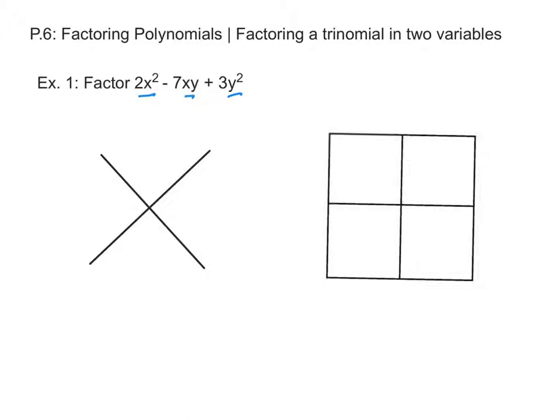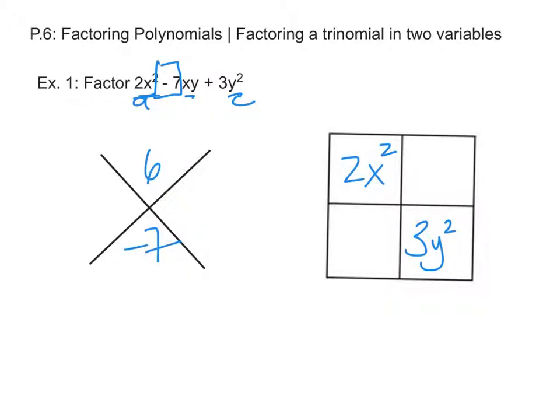Just like in the other cases, we want to put the a term in this part of the box and the c term, 3y squared, in the diagonals. And now at the top of the x, we want to just multiply the coefficients of a and c. So 2 times 3 gives us 6. Just multiplying the coefficients for a and c, and then at the bottom we want the leading coefficient for b, which is -7.